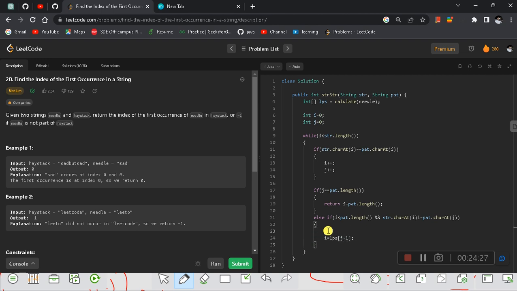There will be one more case as well, and this case says: what if your j is equal to 0? Because if j is equal to 0, then you can't do something like j minus 1, isn't it? So in that case, you are going to increase your i.